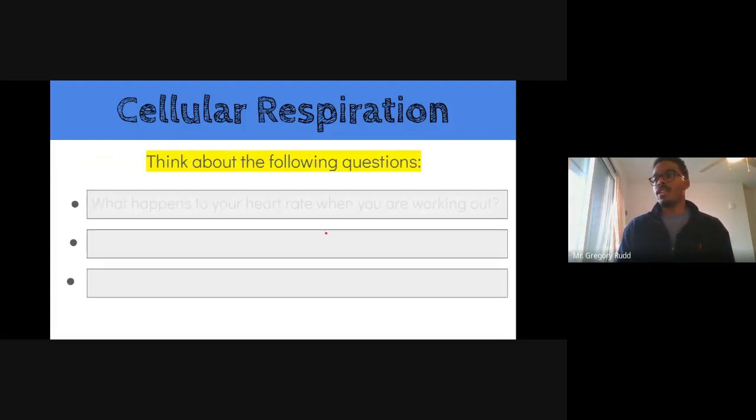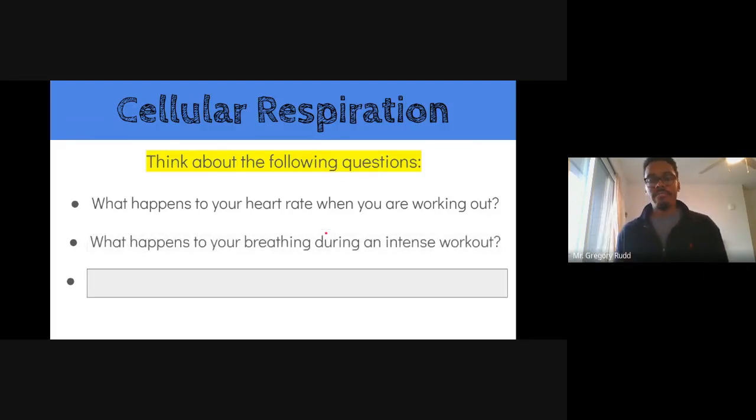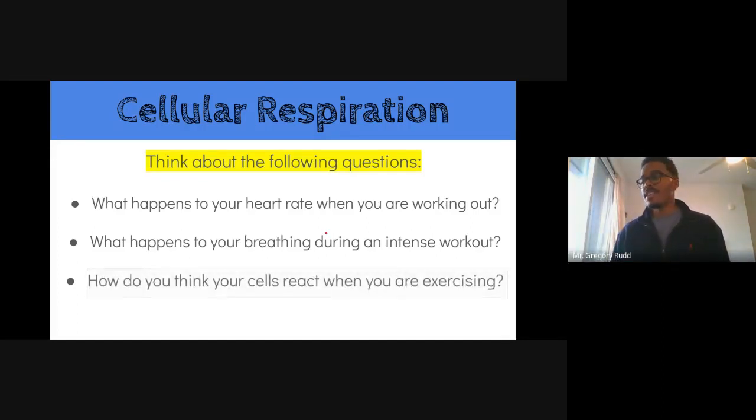So let's think about these questions. What happens to your heart rate when you're working out, when you're engaged in some movement? What's going to happen to your heart rate? Goes up. It goes up. Wonderful. What about your breathing rate, your respiration rate? Goes up. It also goes up. It increases. And so what do you think is happening inside of your cells when you're exercising?